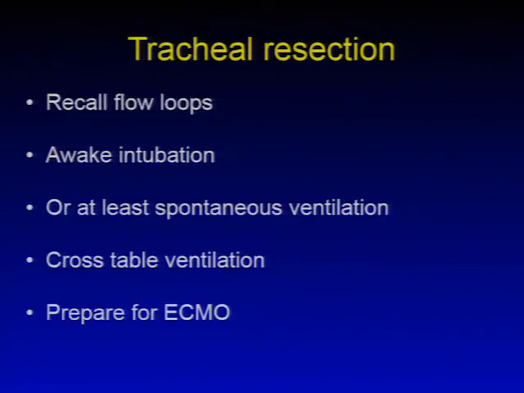For a tracheal resection, again, recall those flow diagrams depending on where the mass is. Most likely, it has to be an awake fiber optic intubation, or at least maintain spontaneous ventilation and do the combined technique that we discussed before. Special things for this case would be including cross-table ventilation. After an incision is made into the trachea, an endotracheal tube can be placed there, and then you'll have to do cross-table ventilation, so they should have a sterile circuit for those cases.